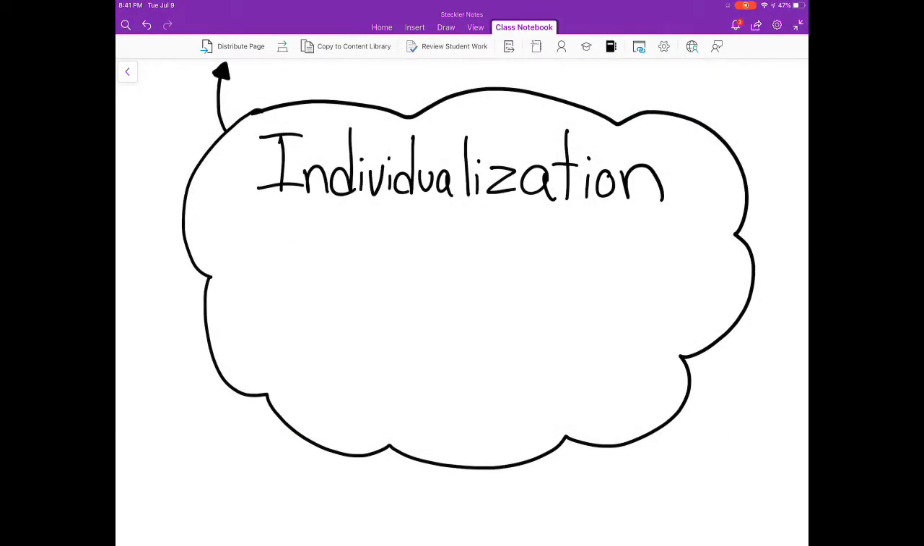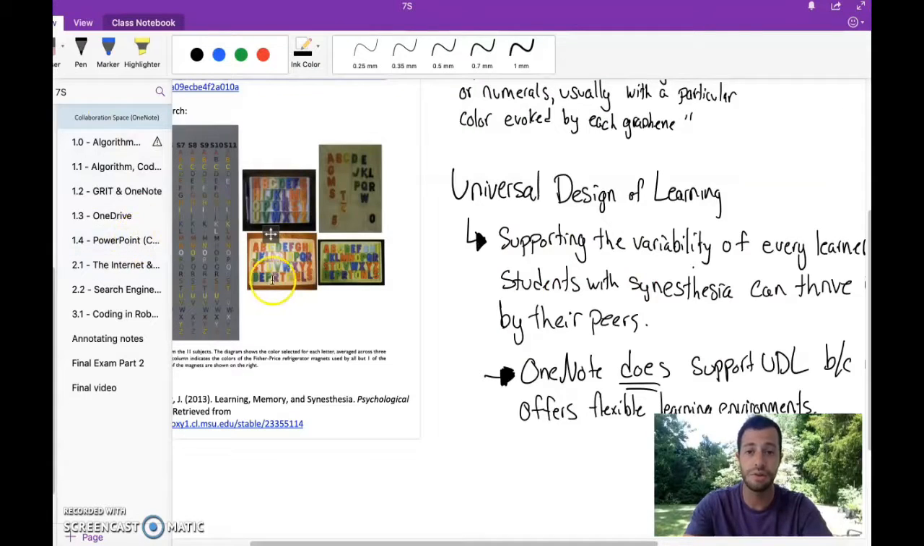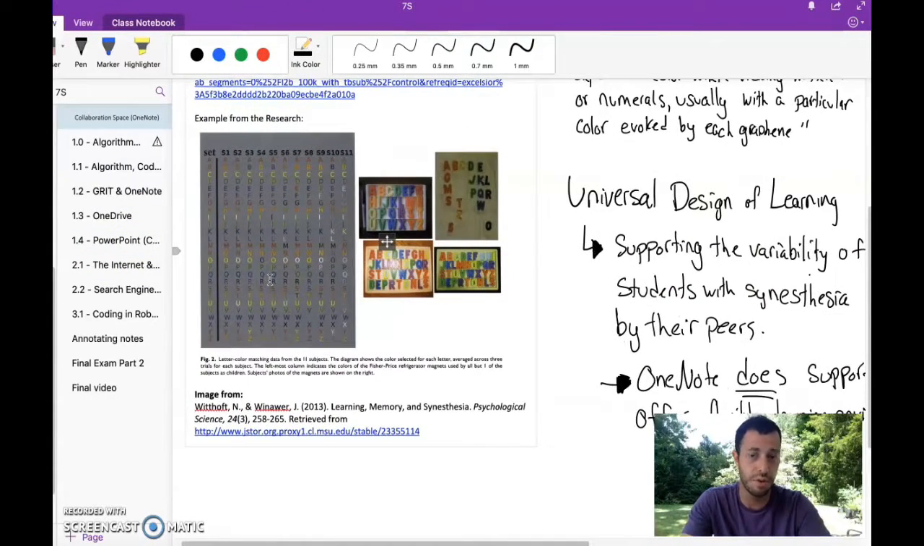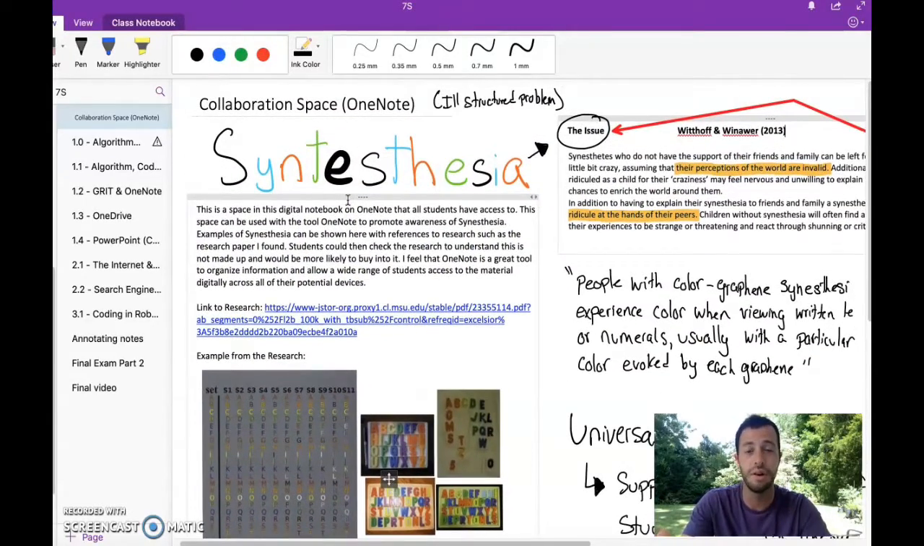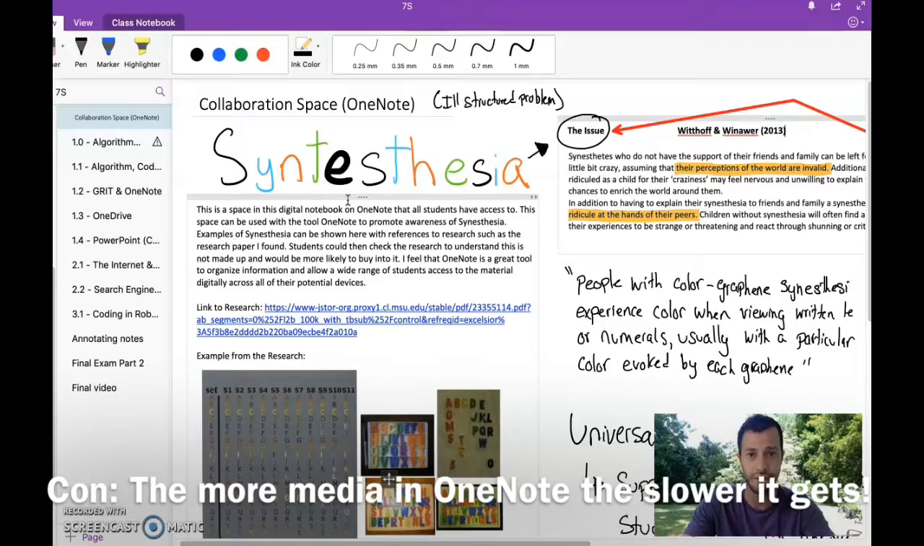The way this individualization works is I'm able to distribute pages to individual students or an entire notebook. So if I wanted a particular student to have a lesson different than others, I could individually push that out to the student, so every student is able to get what they need. And you also get access to all the different resources OneNote has, such as images, different videos, and all other types of good stuff.